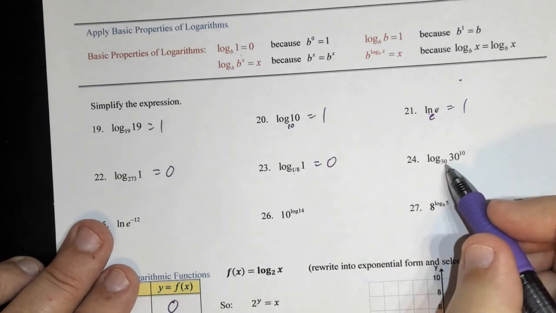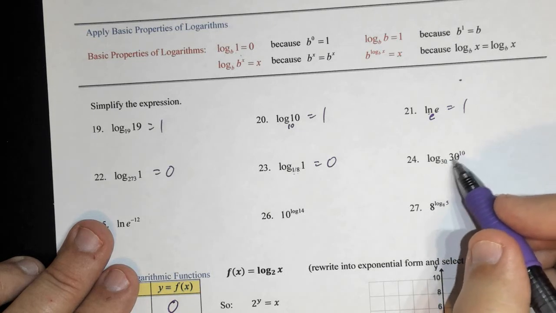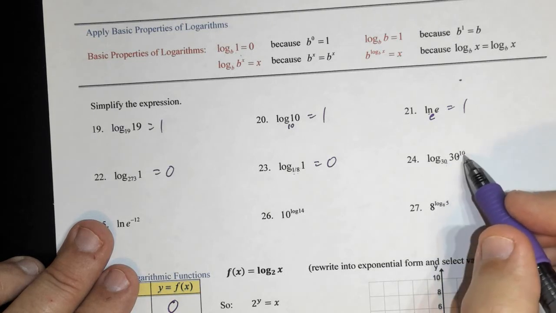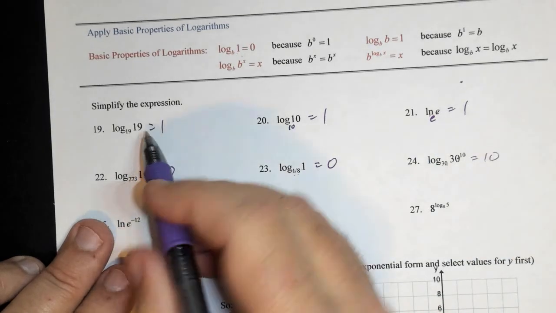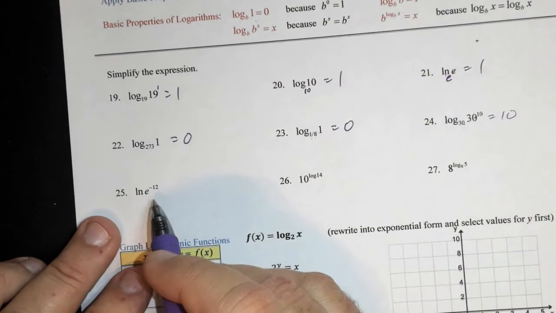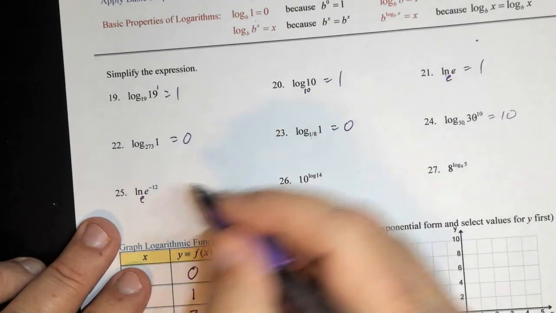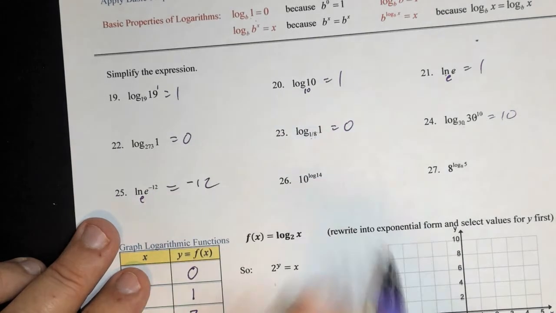Okay. Log base 30 of 30 to the 10th power, well, if those numbers are matched up, the answer is the exponent. Along with this one, you can use that same rule here. Here, this is base e of e to the negative 12, which means the answer is negative 12.